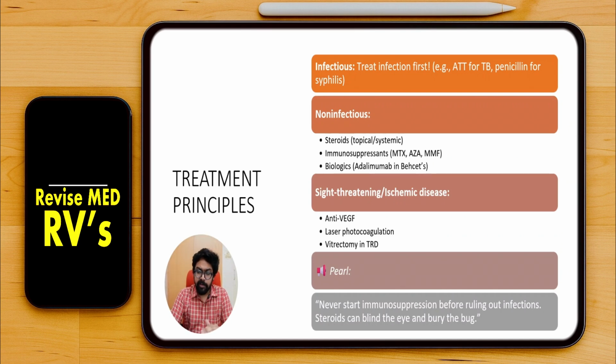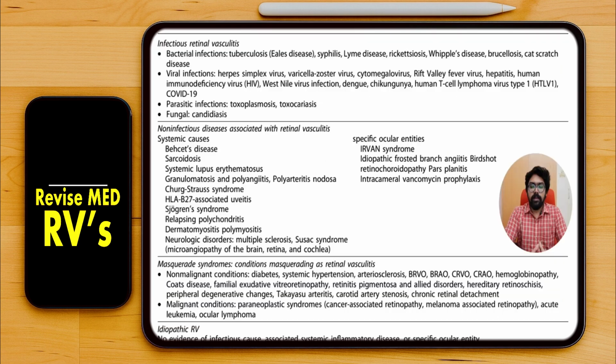And if you have a predominantly ischemic disease, which can be assessed by FFA, then you can give anti-VEGF molecules, and you can even try laser photocoagulation in the area of non-capillary perfusion. And you can try vitrectomy if there is a complication such as tractional retinal detachment. This is a summary of retinal vasculitis I have taken from an article.